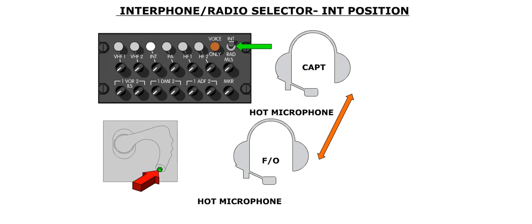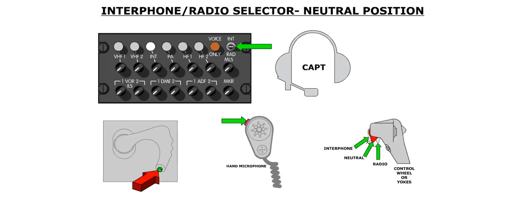However, transmission through a system selected by a transmission key requires the use of one of the push-to-talk buttons described previously. The middle, neutral position turns off the hot microphone. When this position is selected, a push-to-talk button will have to be used for each transmission, including interphone communication between crew members.